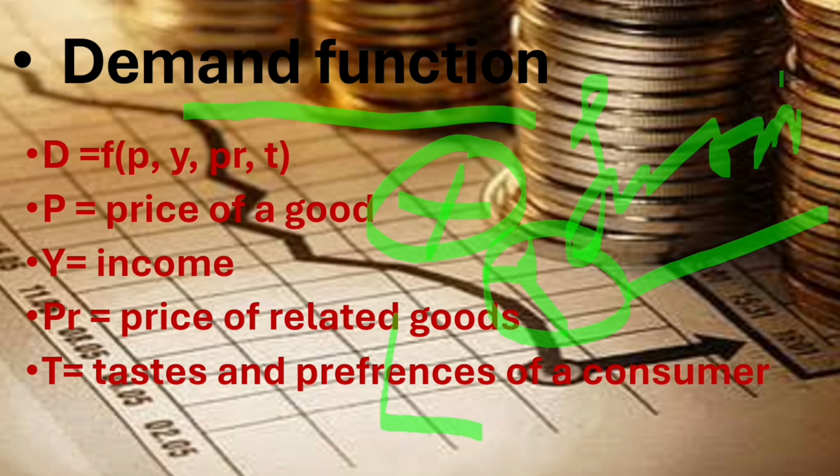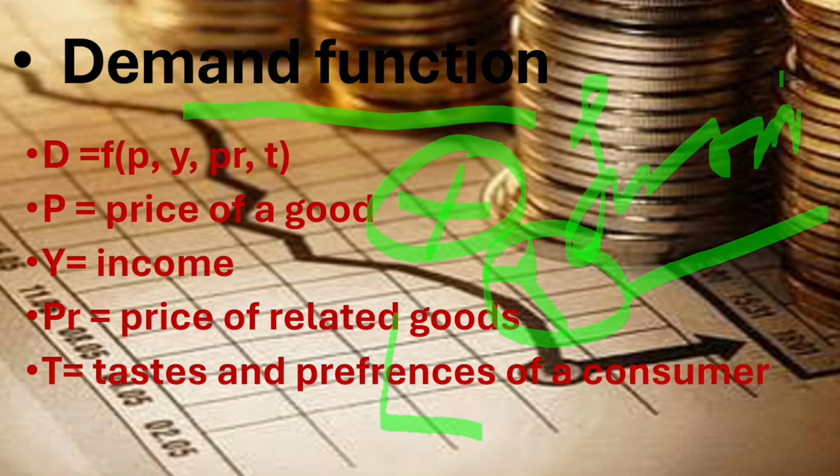Then we have the tastes and preferences of a consumer. Tastes and preferences also create demand. Like when the tastes and preferences of a consumer change, we can give a good example here. In the past there was no demand for fast food, but right now the taste and preference of the people have changed. That's why you see fast food chains are booming and there's greater demand for those products like pizza, etc. It's based on the tastes and preferences of a consumer.